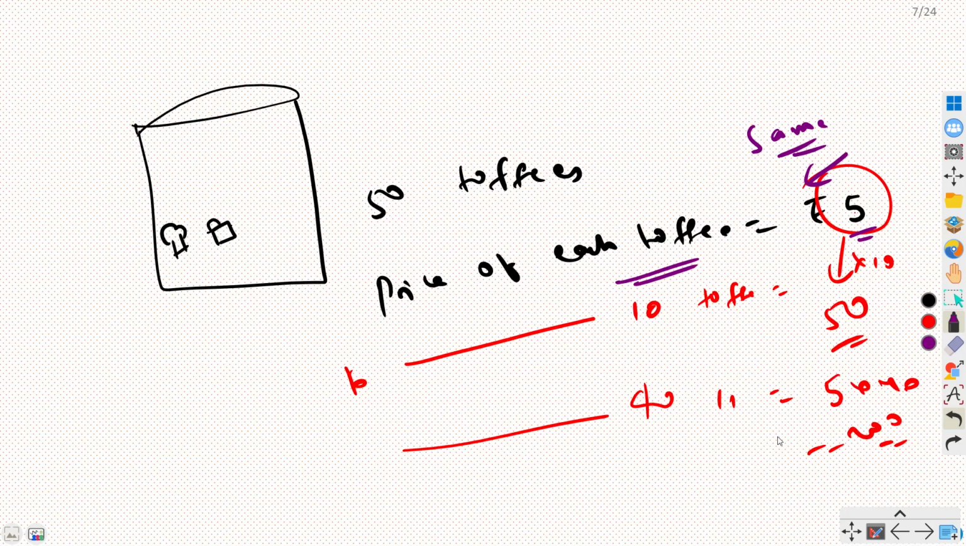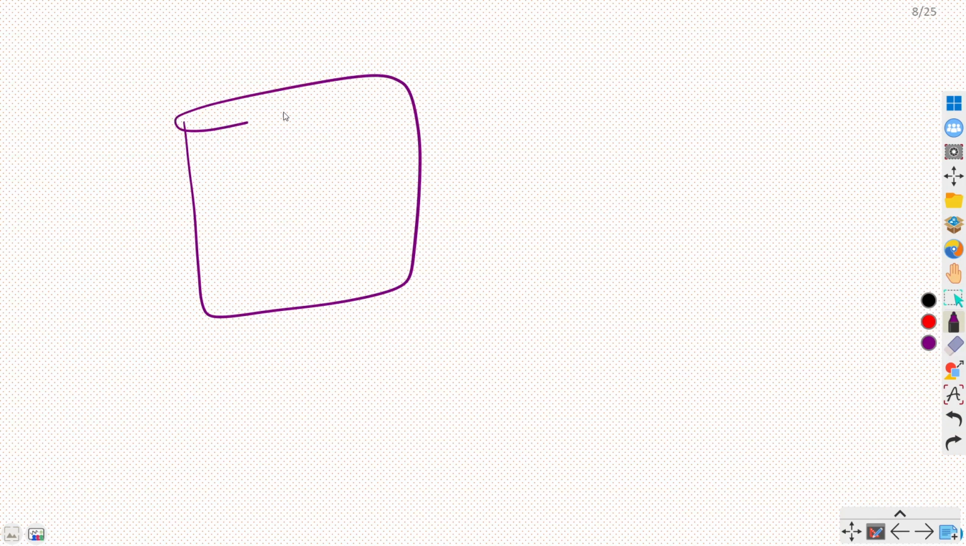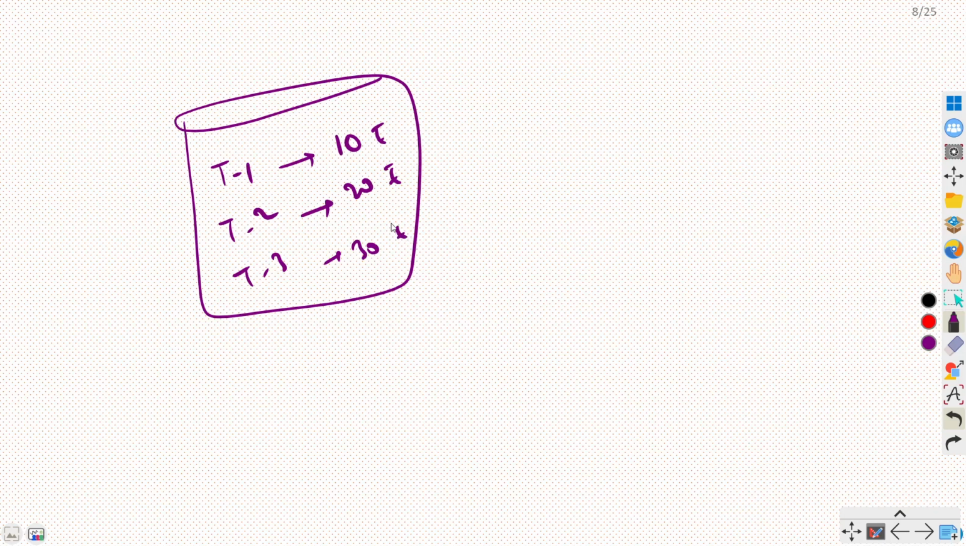But can you do this? Let's take another case. Let's say we have a bottle of toffees. There are 3 types of toffee: toffee 1, toffee 2, toffee 3. The price of this one is 10 rupees, the price of this toffee is, let's say, 20 rupees, and this is 30 rupees.